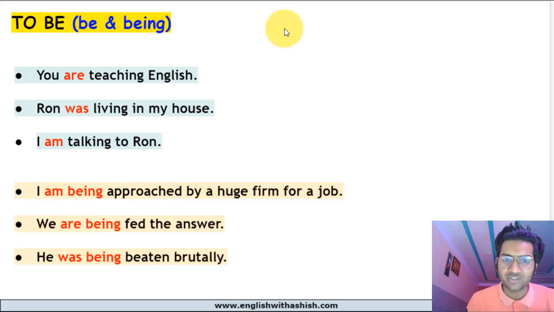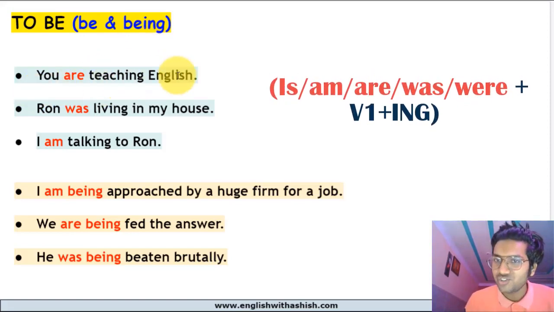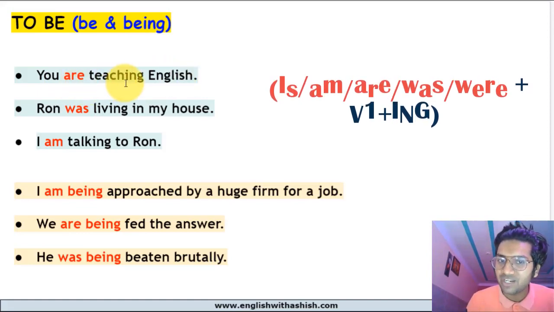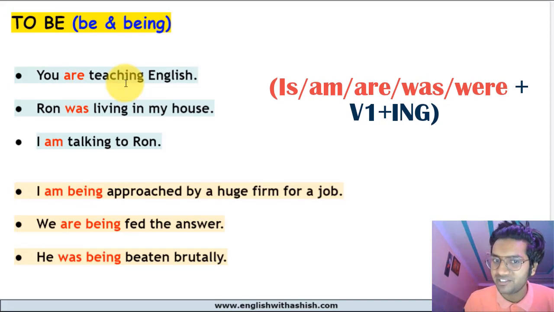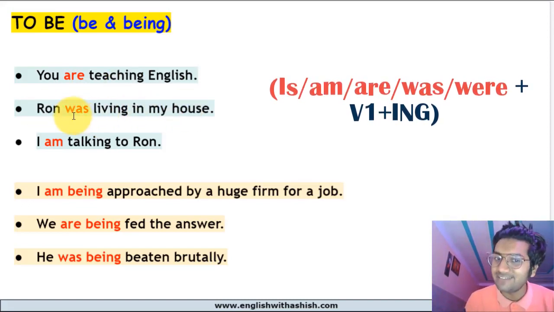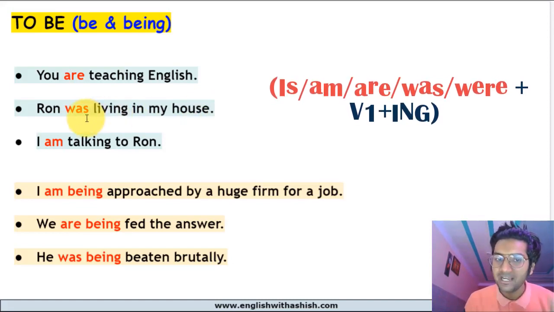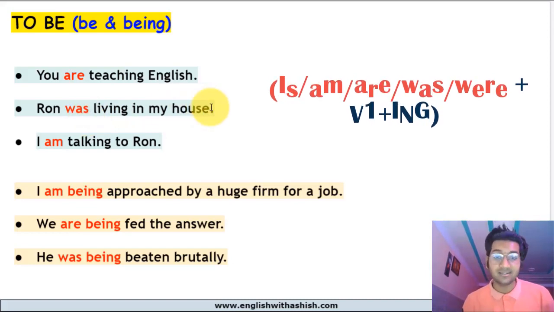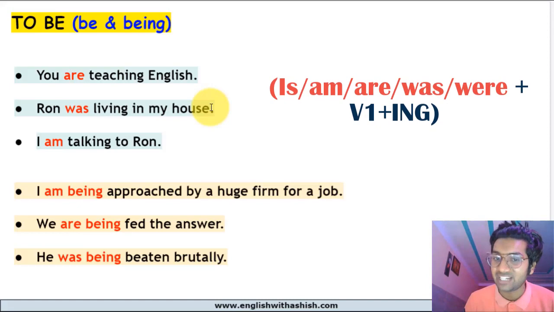Okay, all right, so we have some examples of to be form and being form. Okay, let's look at these examples. You are teaching English. You are teaching English, right? So are is the helping verb followed by the main verb, which is teaching, a present participle, right? Ron was living in my house. So was is the helping verb, living is the main verb. So was is referring to the past, right? Ron was living in my house, and the sentence is in the active voice.